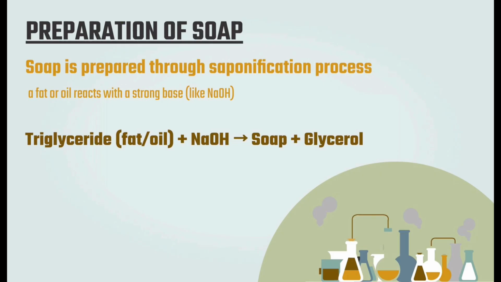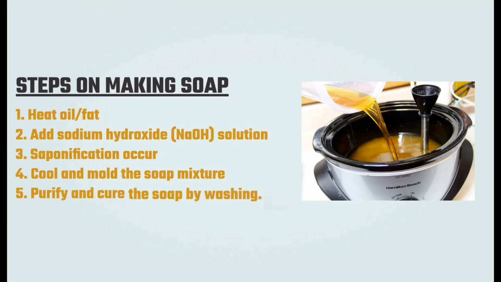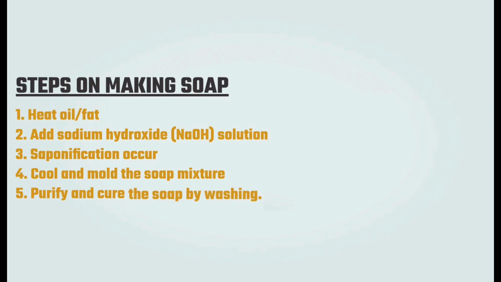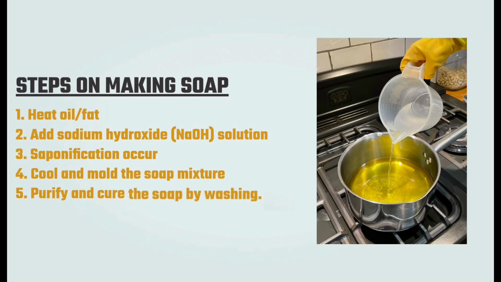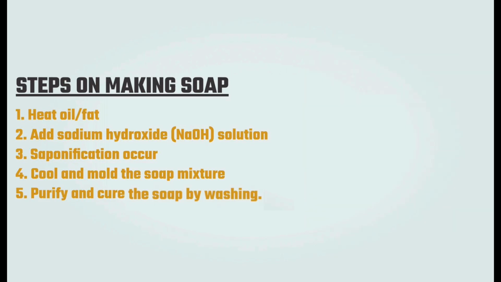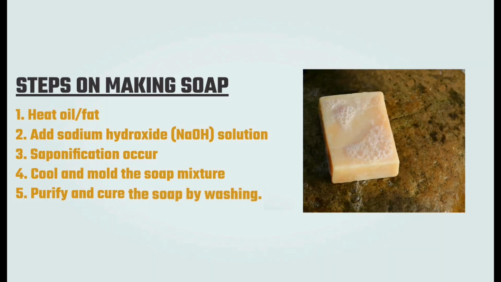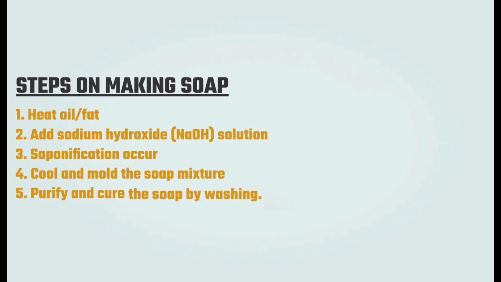Preparation of soap. Soap is prepared through a chemical process called saponification, where a fat or oil reacts with a strong base like sodium hydroxide. This will produce soap and glycerol. The first step in making soap is to heat the oil or fat. Next, add sodium hydroxide, NaOH solution. Third, saponification occurs. Fourth, cool and mold the soap mixture. And the last one, purify and cure the soap by washing.